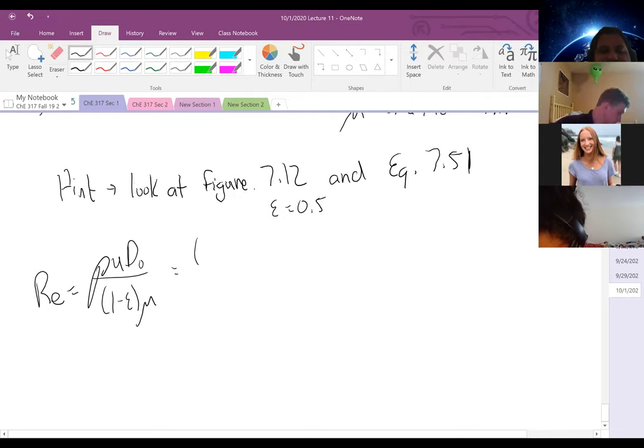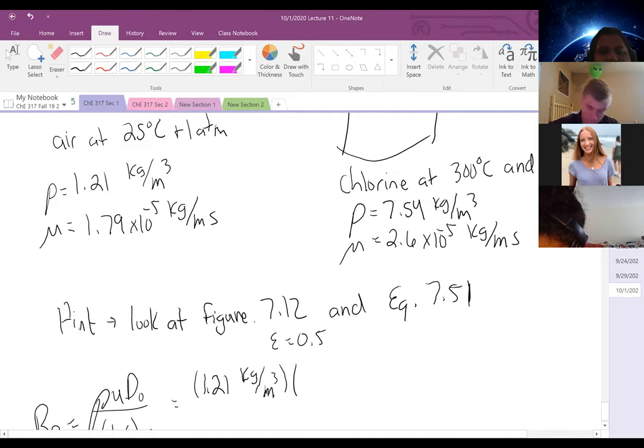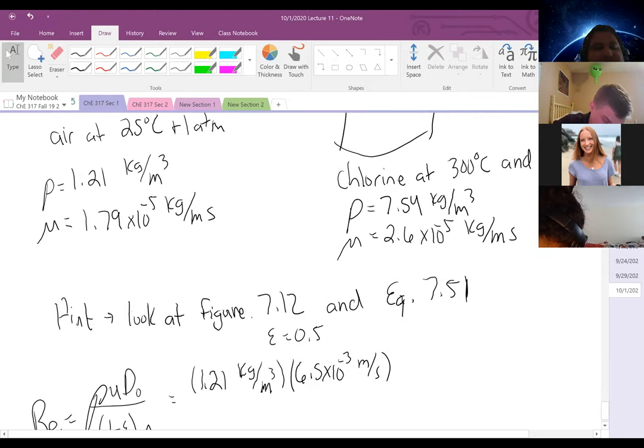What did we say for the density? We had 1.21 kilograms per cubic meter. Our velocity was really small at this initial system. We had 6.5 times 10 to the minus 3 meters per second. The diameter of the particle we didn't have, but we could estimate it using figure 12.